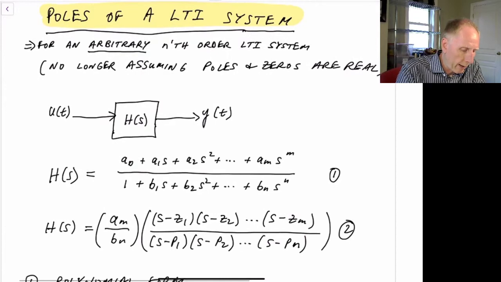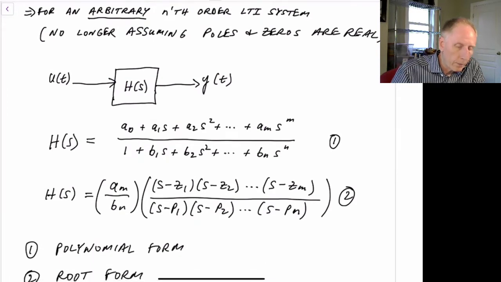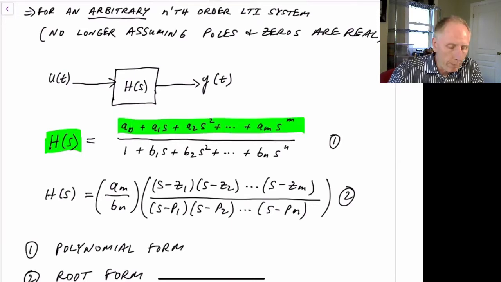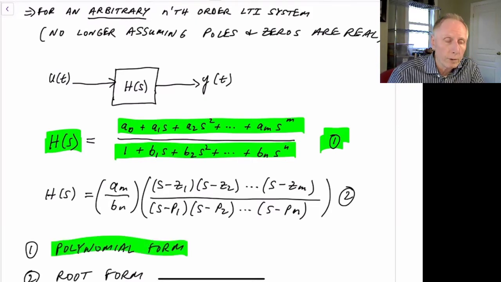So if we assume we have a linear time invariant system, H of s, we have an input u of t and an output y of t coming here. So we can write H of s in polynomial form, and that's written as this equation here, which would be the numerator, an mth order polynomial, divided by an nth order denominator polynomial. And this would be called polynomial form. So this is polynomial form for the first equation.